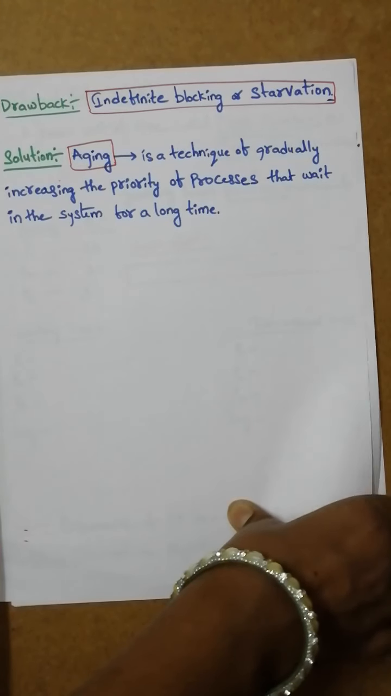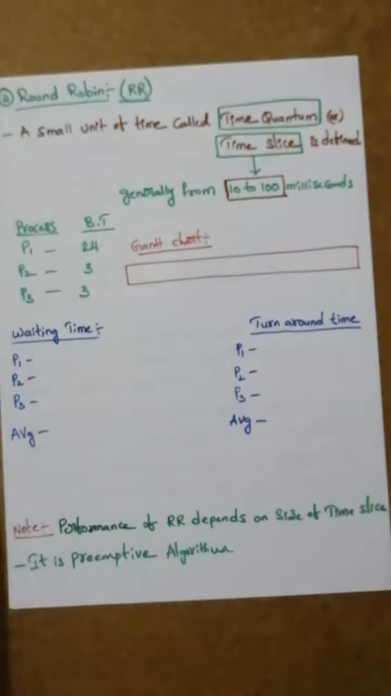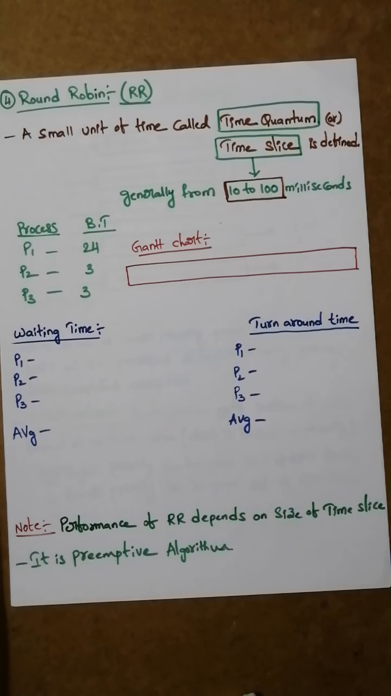Now let's go to the next one, that is round robin. Round robin is the scheduling in which the CPU is given to all the processes one after the other, like it will give in turns kind of thing. Now let's see in detail what that is.